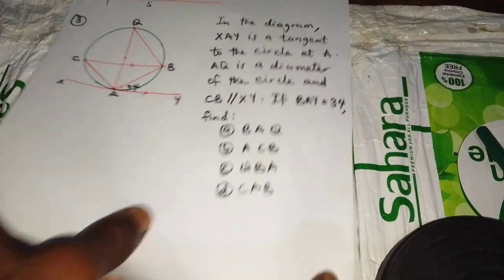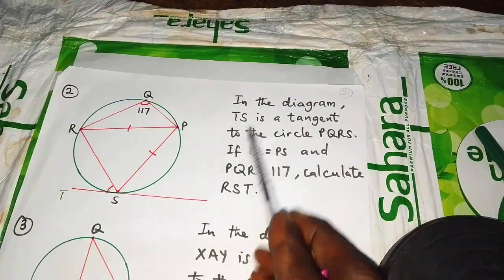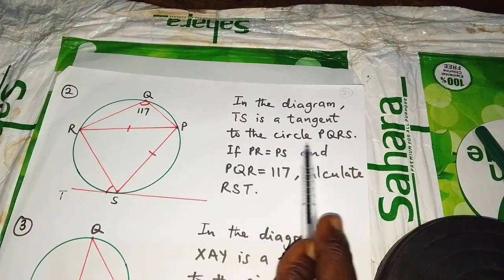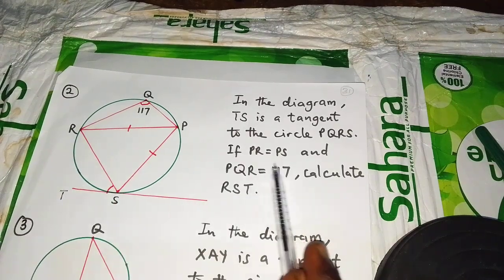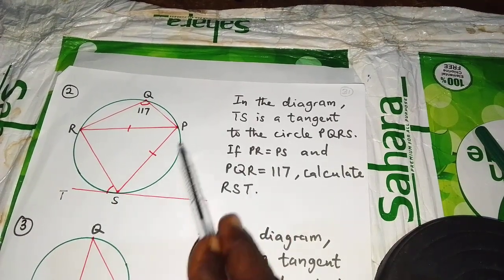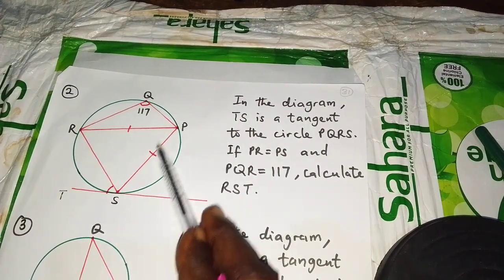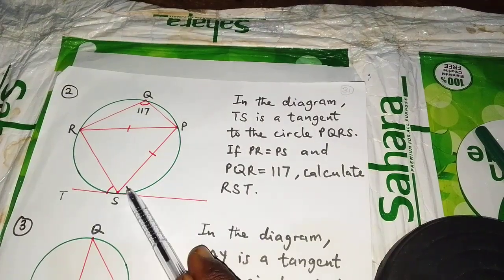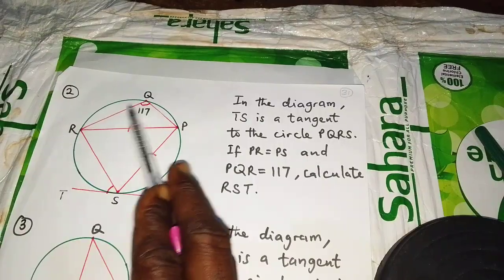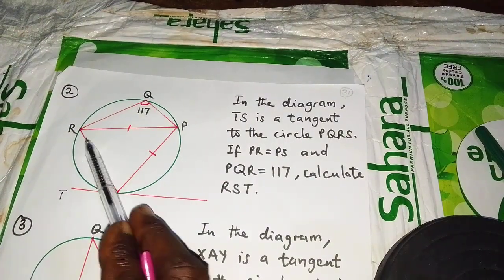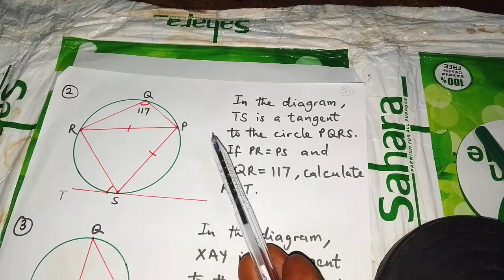Then another question, number 2. If this is a circle, in the diagram, TS is the tangent to the circle PQRS. So TS is the tangent to this circle. If PR is equal to PS, so this line and this line are equal. This line and this line are equal. And PQR, this angle is 170. Calculate RST. You are told to look for the value of this angle.